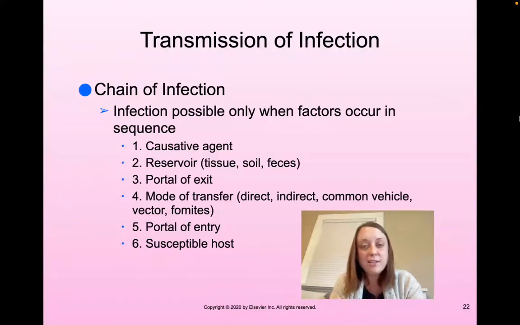And then from there, there has to be a portal of entry somewhere in the new person that this organism can enter. So, I have to be close enough to the other person if they sneeze on me for the droplets to get in. If I'm more than like 3 feet away, they're probably not going to get in. Or if I touch bodily fluids of someone with an infection and I have an open wound on my hand, or I'm not wearing gloves and I should be, those types of things are a portal of entry for those things to get in. And then finally, there has to be a susceptible host.